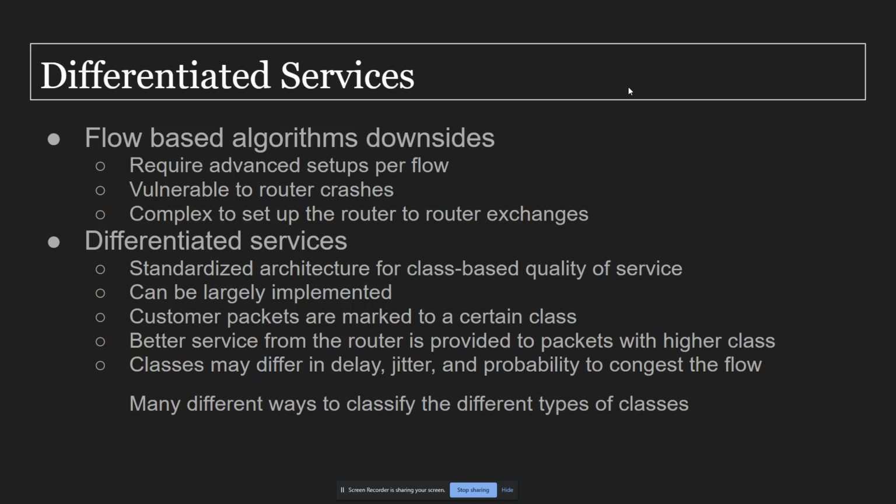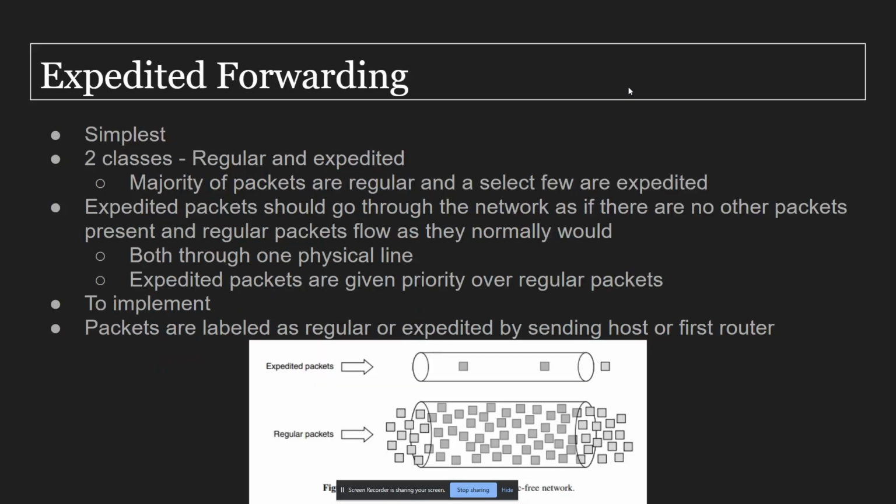There are many different ways to classify these different types of classes when talking about differentiated services. One of these classification systems is expedited forwarding. Expedited forwarding is one of the simplest kinds of differentiated services. It's simple because it only uses two classes, one regarded as regular and one regarded as expedited. The majority of the packets that are sent are labeled as regular, while a select few are labeled as expedited.